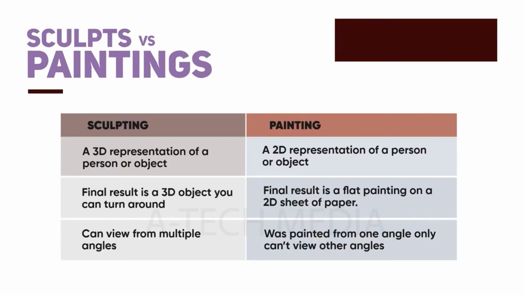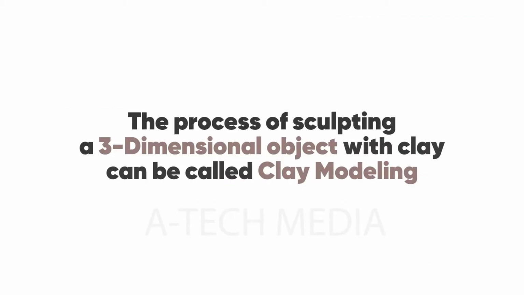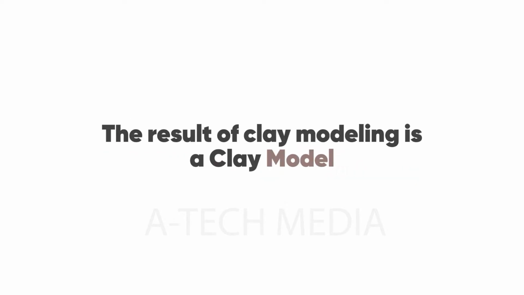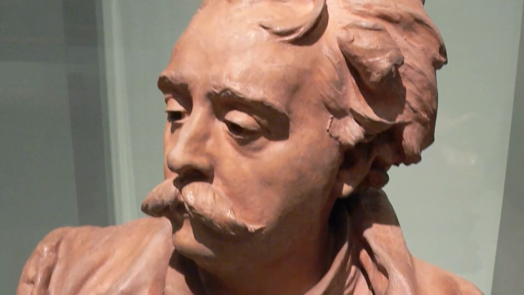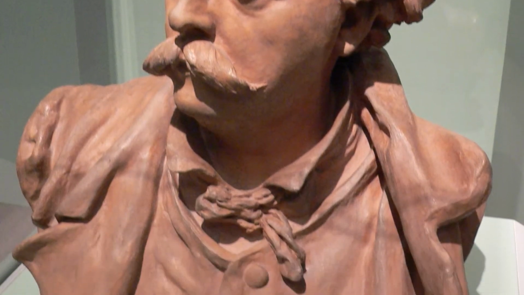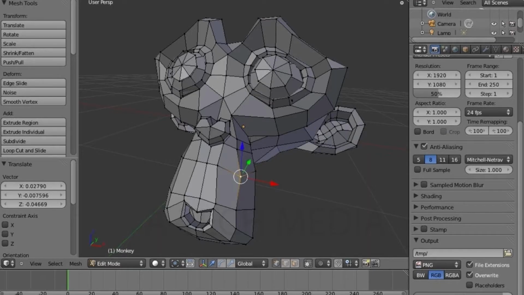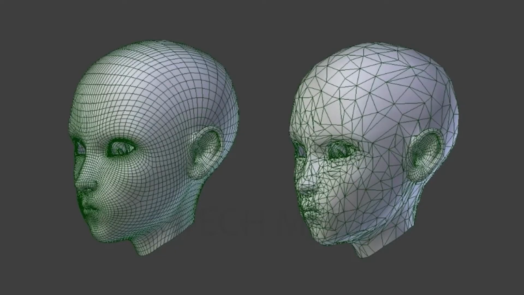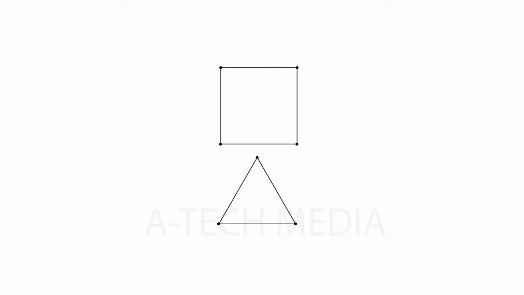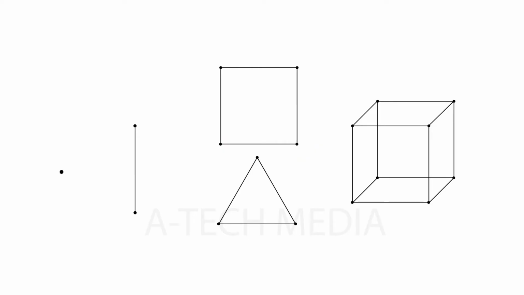However, it's not a painting. It is a three-dimensional shape. So the process of sculpting the shape is what is now called clay modeling. So the result of clay modeling is a clay model, and that clay model is a representation, a three-dimensional representation of a person or an object. However, in the 3D world, we don't use clay, obviously, for modeling. Instead, we use what are called polygons. However, polygons are just one part of a couple of elements that make up a 3D model.